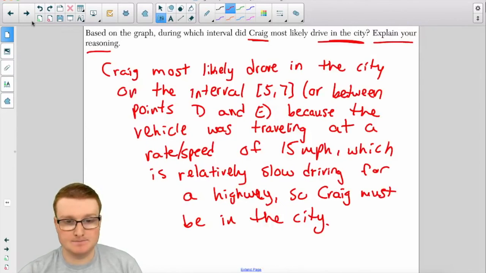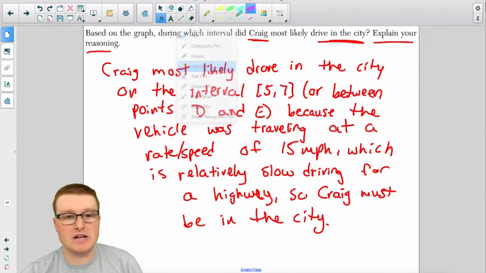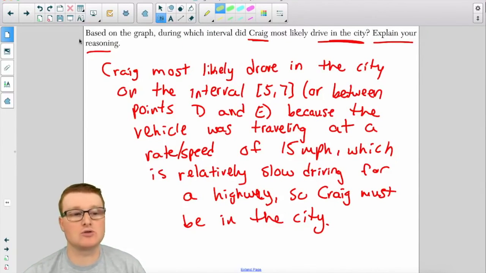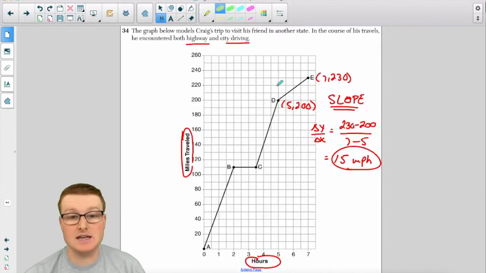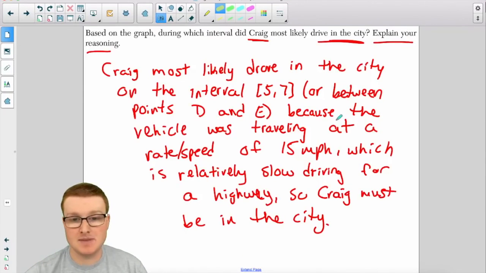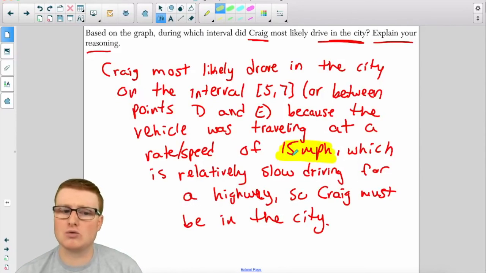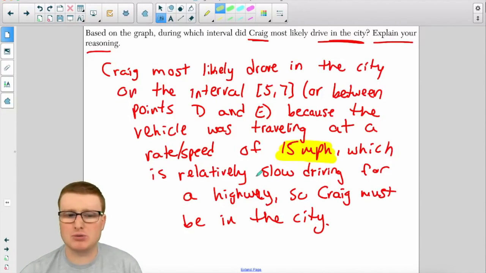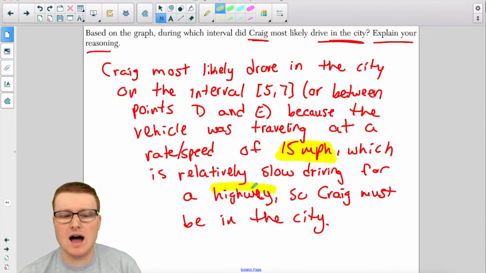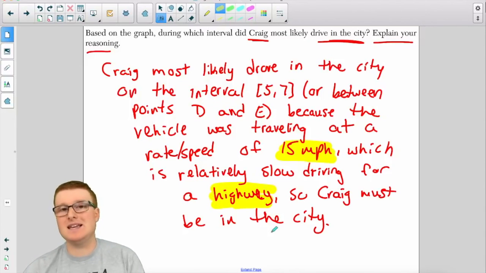Now, let me just reread what I just wrote. Craig most likely drove in the city between points D and E because the vehicle was traveling at a speed of 15 miles an hour, which is relatively slow driving. It's pretty slow driving for a highway. So Craig must be in the city.